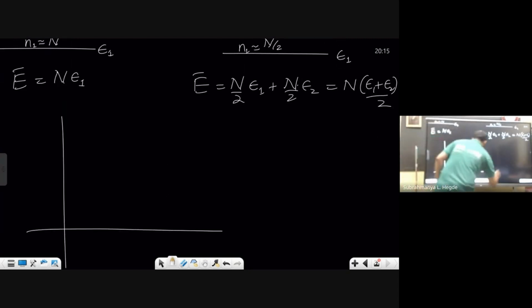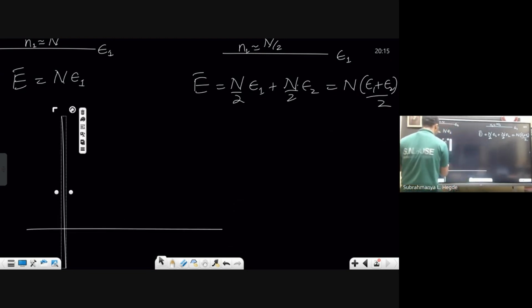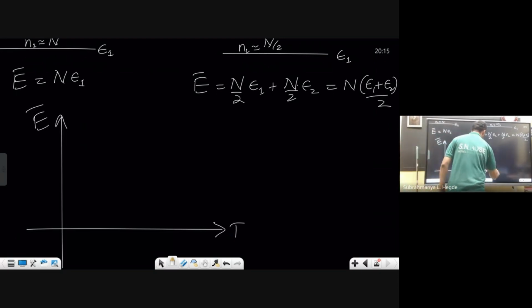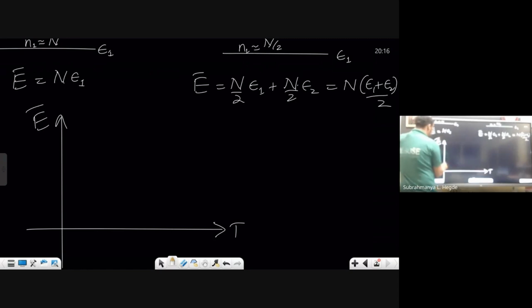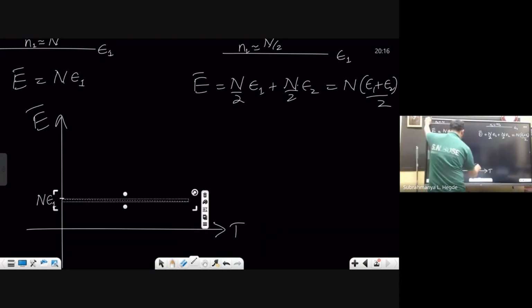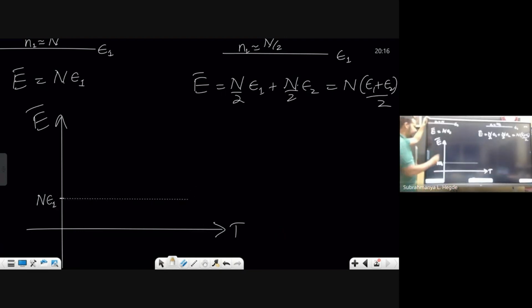Average energy as a function of temperature. When you have low temperature, what is the energy? N into E1. At low temperature, this is your energy. At high temperature, that energy goes to N by 2 times E1 plus E2.